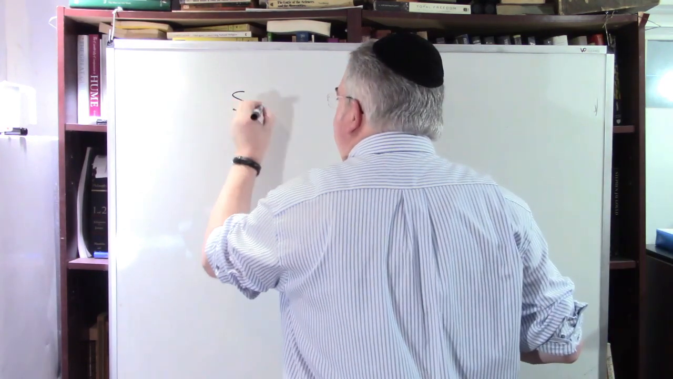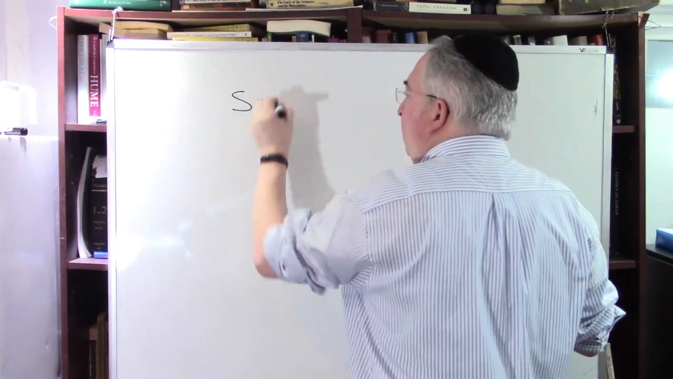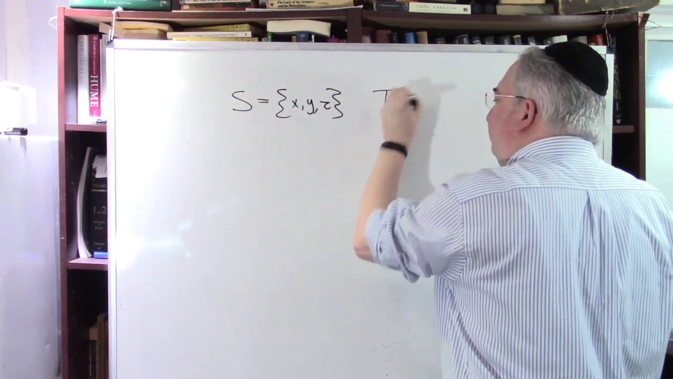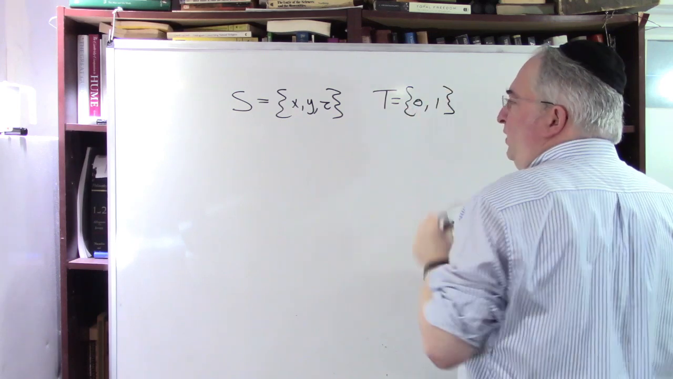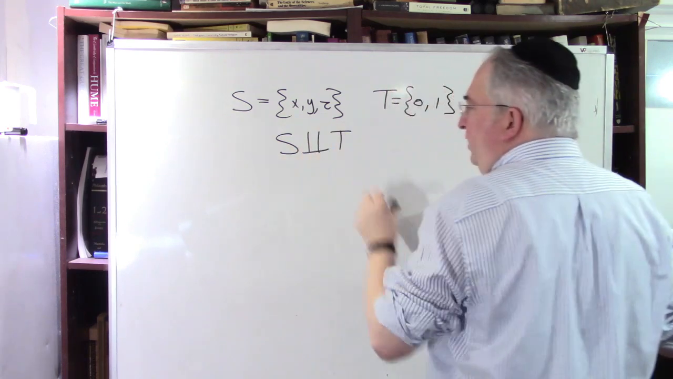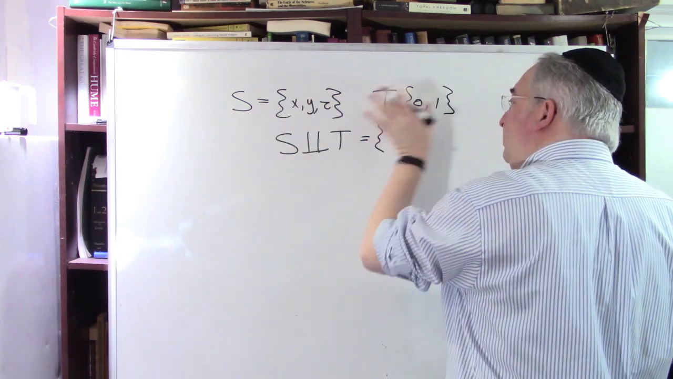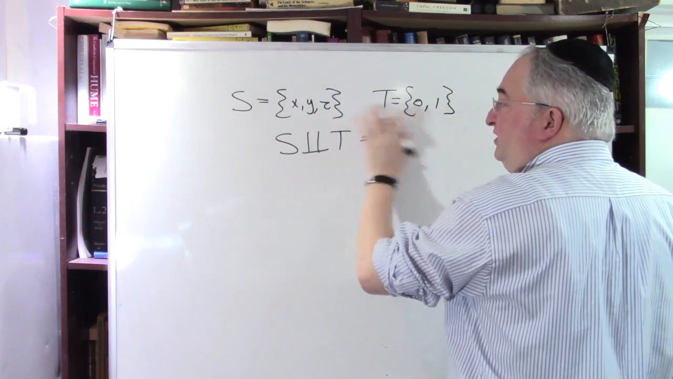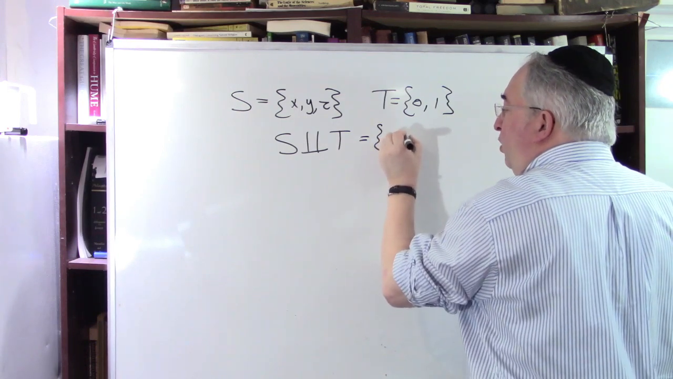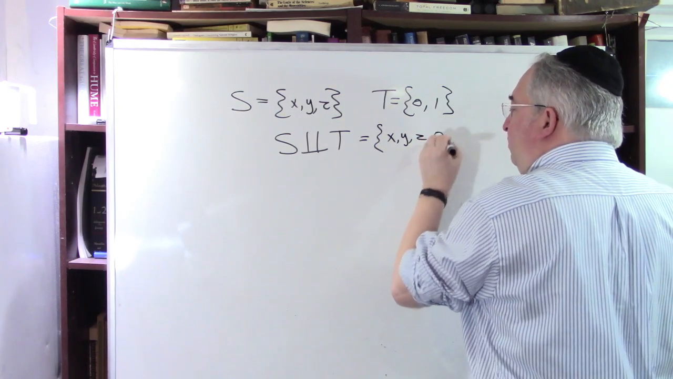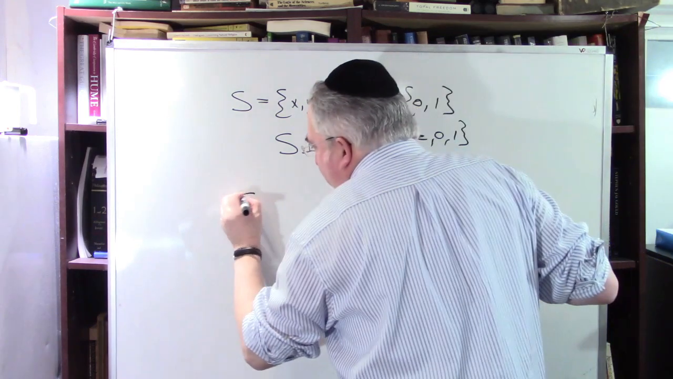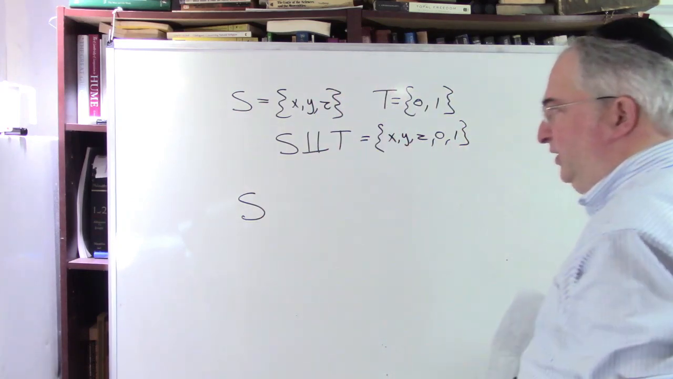So let's take our two favorite sets. We have the set S of X, Y, and Z. You have the set T of 0 and 1. Well then I can form the disjoint union of S and T, which is equal to those things in here or in here. There's nothing the same here, so there's no overlap, so it's the union. So this becomes X, Y, Z, 0, 1.